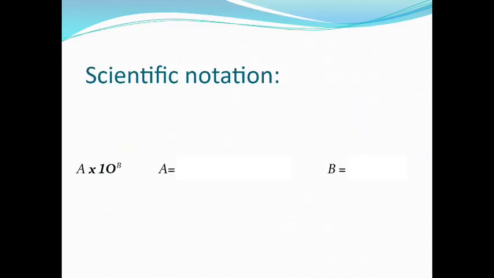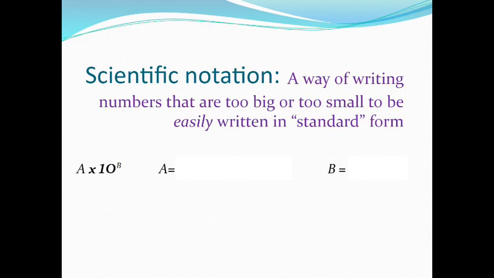So, what is scientific notation? I know it generally seems like a complicated thing, but when it comes down to it, it's a way of writing numbers that are either too big or too small to be easily written in standard form. And easy is kind of a matter of opinion. You could write 10 in scientific notation, but most of the time we save that for numbers like 100 million, which has so many zeros that we just don't want to write them all down.